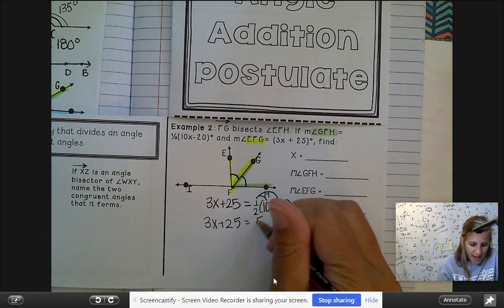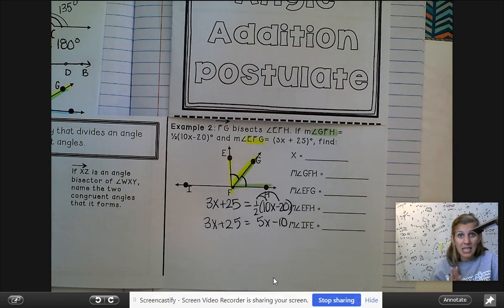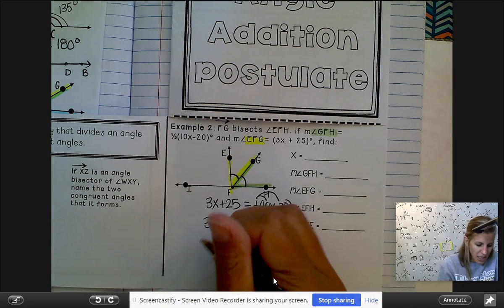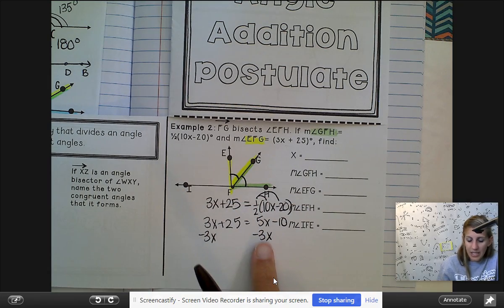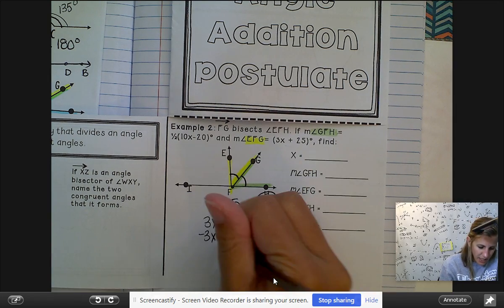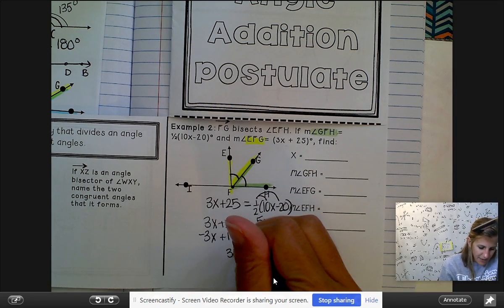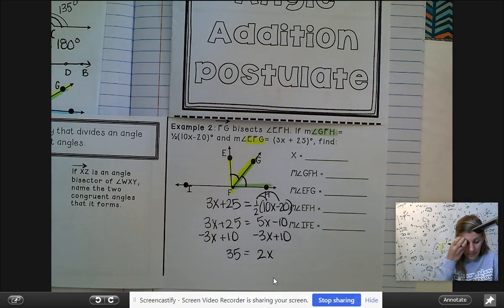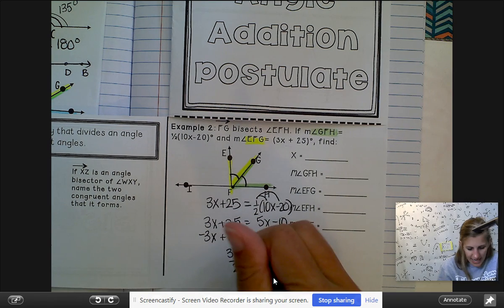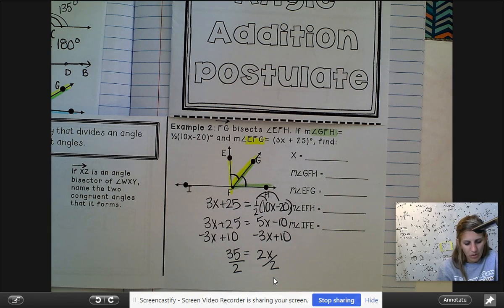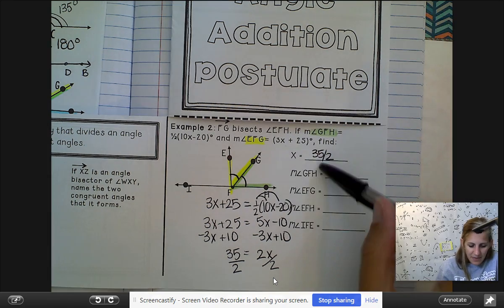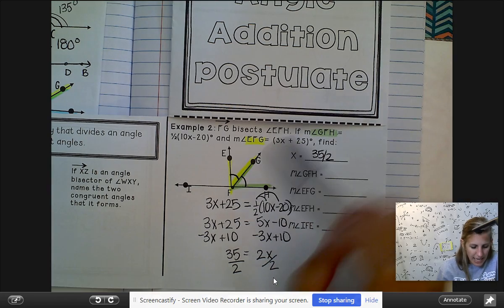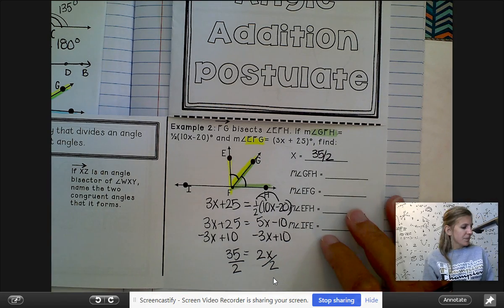And so if I distribute, I have 5x minus 10, and then we want to get our x's on the same side, so we do the opposite operation and move that smaller one over. Since my x's will be over here, I'm also going to add that 10 over and have 35 equals 2x. Bummer, because now we have to divide by 2, and it doesn't go nicely into 35, but I'm going to leave it as a fraction, 35 over 2. Then to find all these other measures, I'd have to plug it in, but I don't think I'm going to.